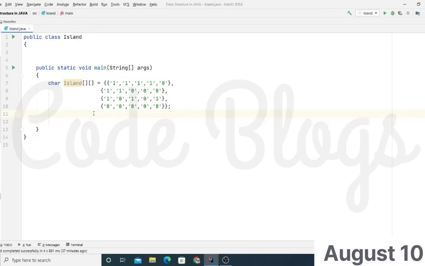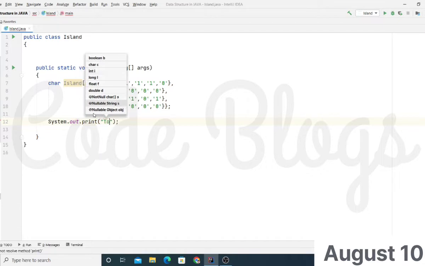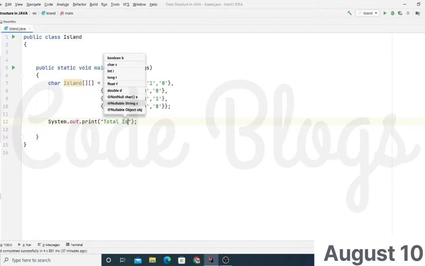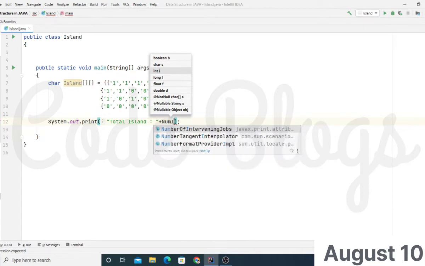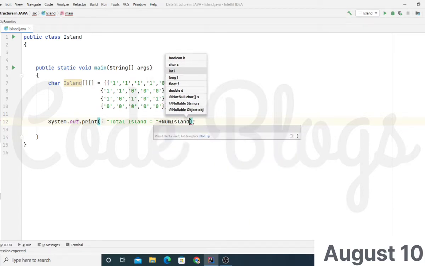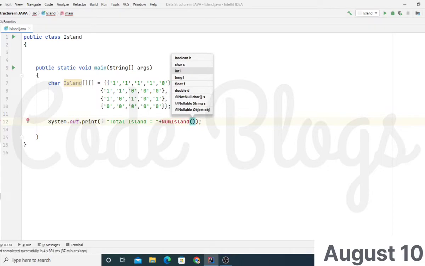Now we come to the code section. We are given one adjacency matrix, and the name is island, and we have to print the number of islands. Print total island is equal to, plus, and we have to create a function and pass the island adjacency matrix as a parameter, numIsland.